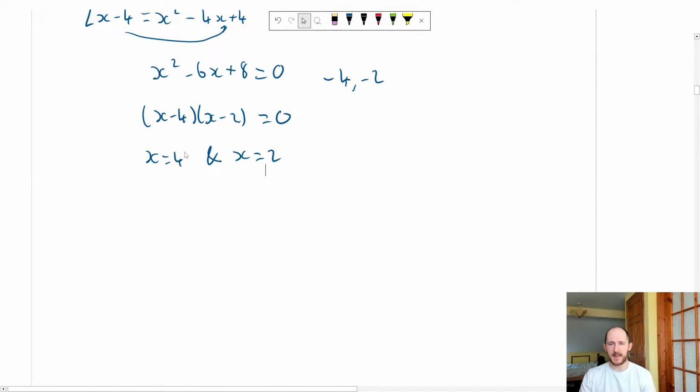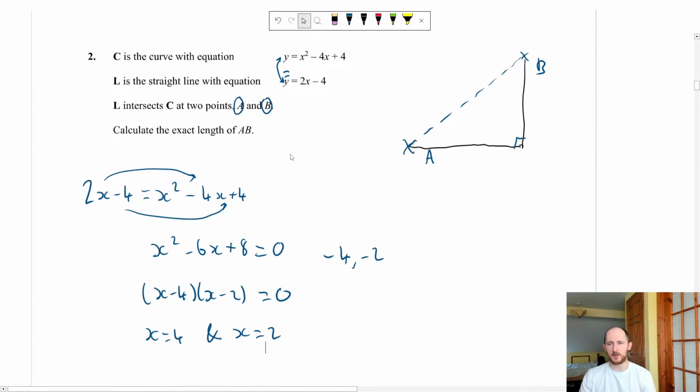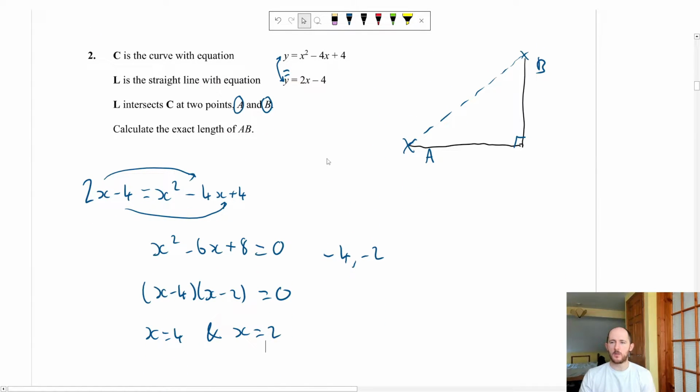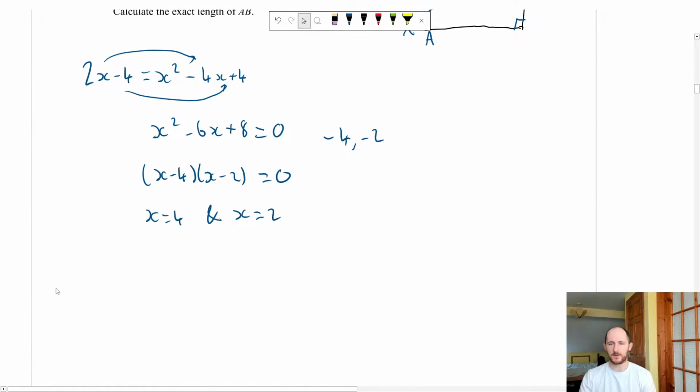It's not good enough that I have the x coordinates, I need the y ones. How do you work out the y ones? I would sub them into this second equation here. You could sub it into the top equation and you get the same answer, but the bottom equation is a bit easier because y is 2x minus 4. So we have y is equal to 2 times 4 minus 4, which means y is going to equal 4. So our first coordinate is (4, 4).